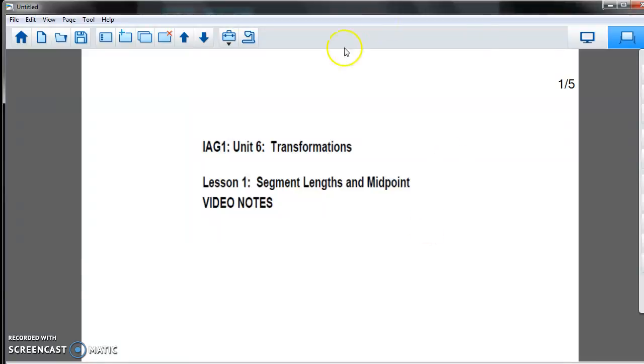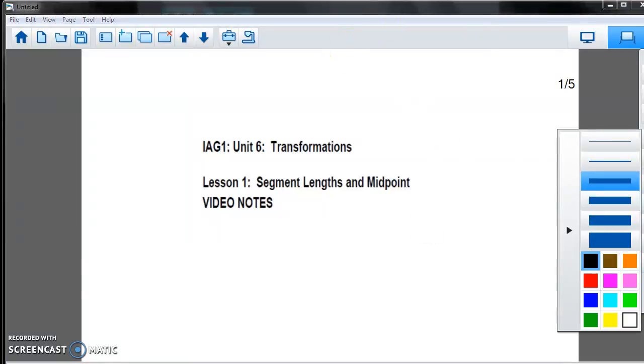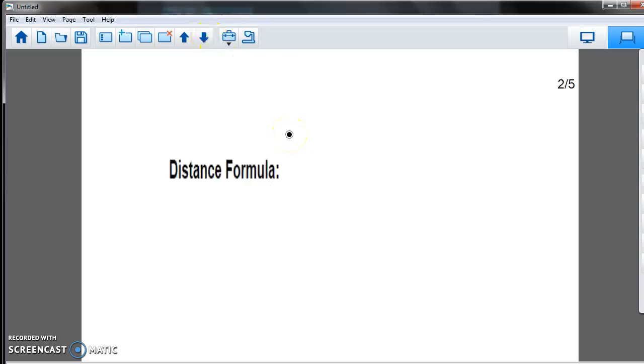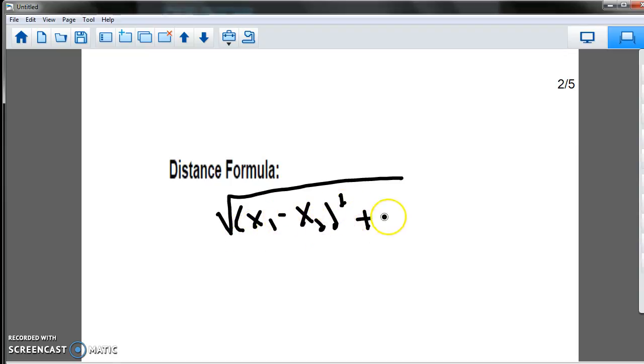Okay, so earlier today, guys, we were talking about the idea of finding the distance of segments, and we're going to extend that with something called the distance formula. The distance formula works like this. It's the square root of the difference of the x's squared plus the difference of the y's squared. So what I want to do is find the distance between 2 points.